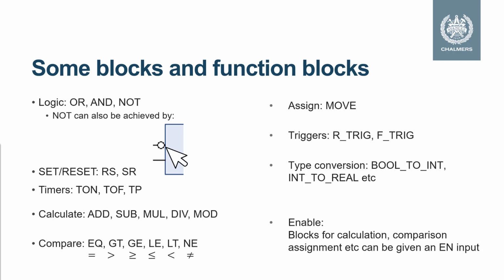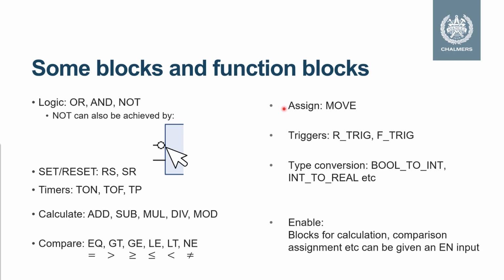If we have a variable of a certain type, bool for example, we can convert that to an integer, an int, by using the type conversion block bool to int. And we can do that for all data types we have. And we have the possibility for enable. We can enable blocks, and we can do that for any block, but most often for the calculation blocks, maybe for comparison, and very often for the assignment block move.